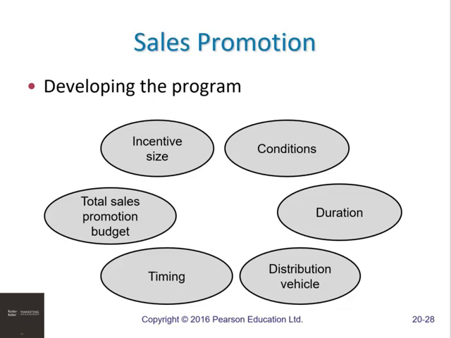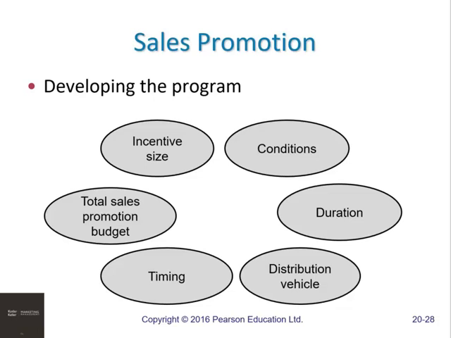Third, the marketer has to decide on the duration of the promotion. Next, the marketer must choose a distribution vehicle. A 50 cents off coupon can be distributed in the product package, in stores, or by mail, online, or even in advertising. Next, the marketing manager must establish the timing of promotion, and then finally, the total sales promotion budget.